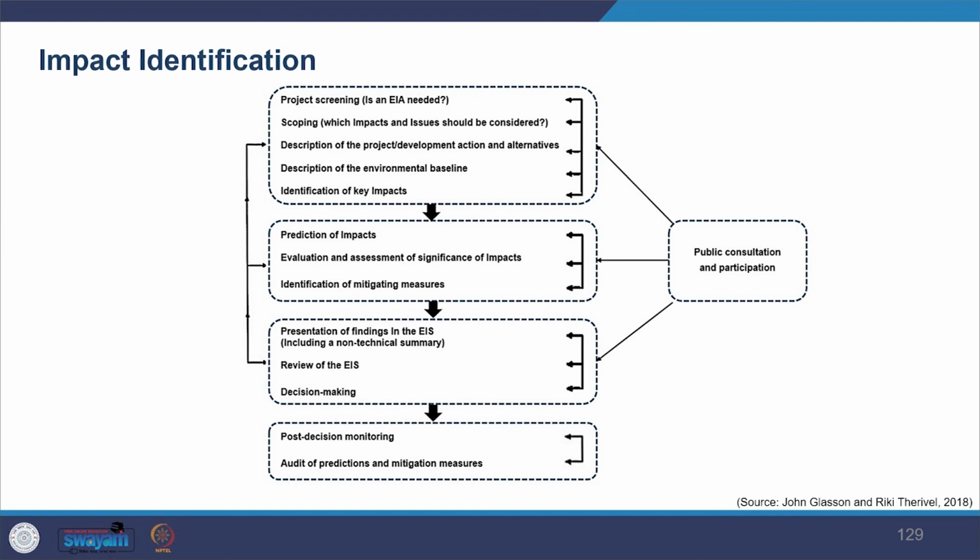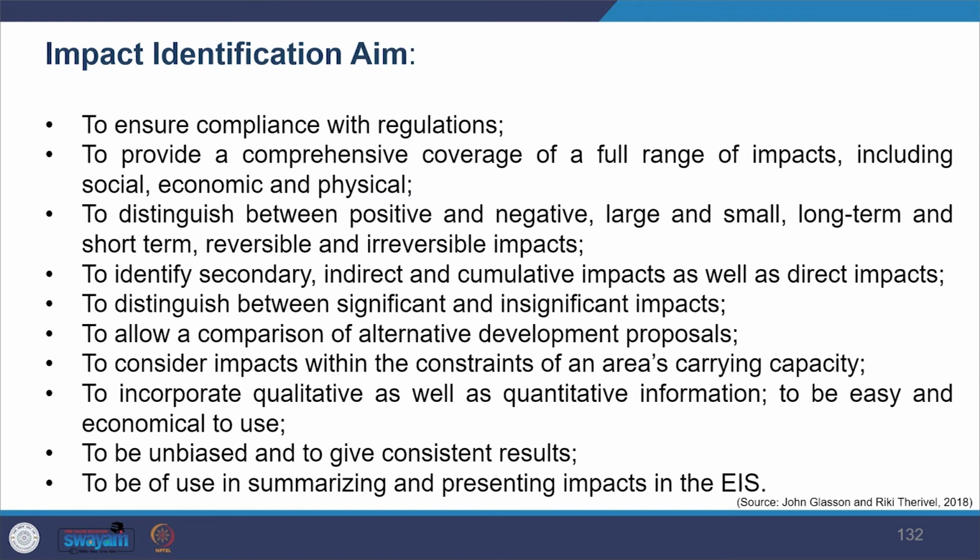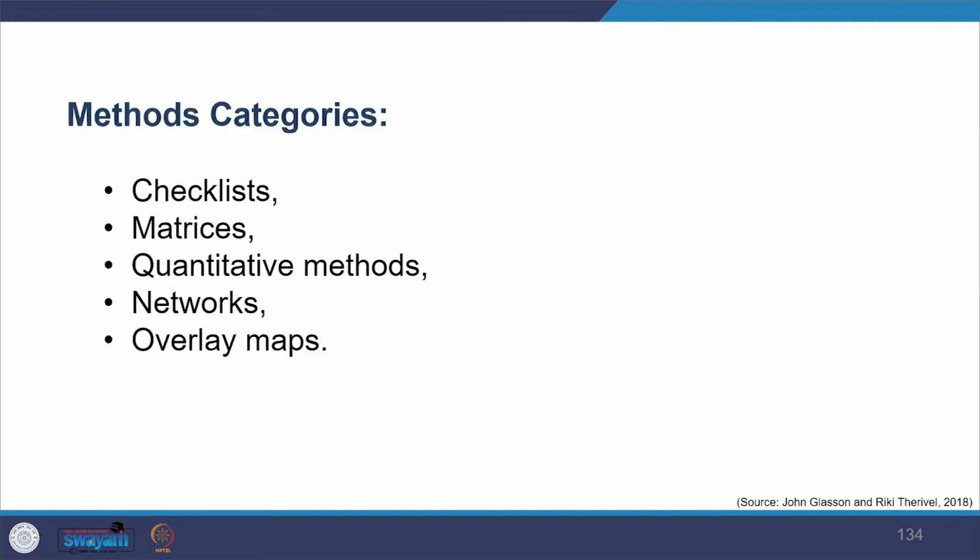Now looking at impact identification. In the initial stage, you really find out what kind of impact would happen in the project. With that basic impact, you try to find out what the positive impacts and the negative impacts are. There are methods available to check the impact, such as checklist methods, matrix methods, quantitative methods, and network and overlay maps. We will cover them in detail later.